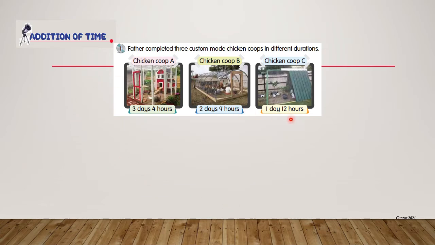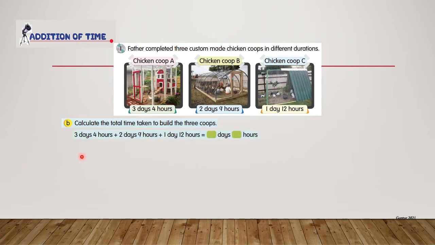Okay, still the same picture, but the question is calculate the total time taken to build the 3 coops. Okay, the 3 coops, coop A, coop B and coop C. Still we use the standard writing method. First write the mathematical equation first. 3 days 4 hours add with 2 days 9 hours and 1 day 12 hours.